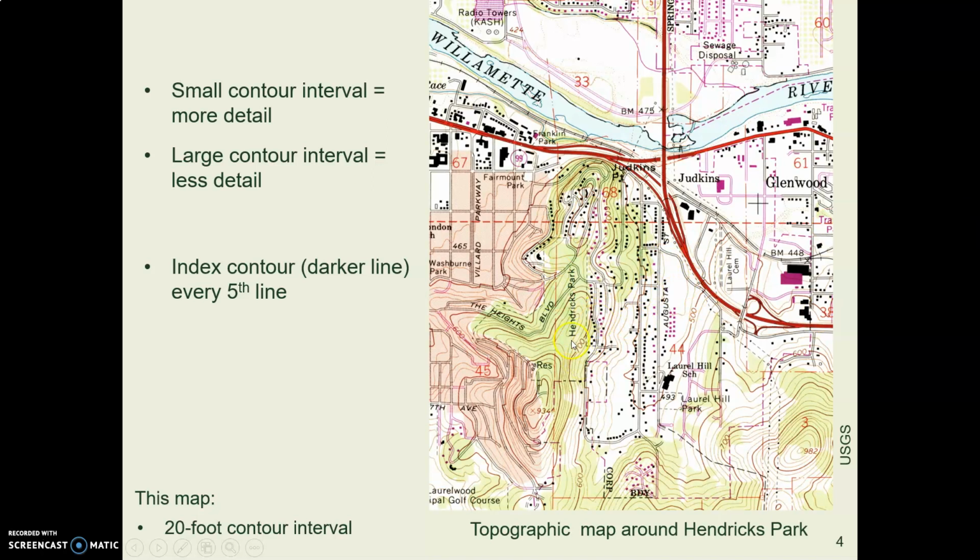Notice that every fifth line is thicker, and those every fifth lines are called index contours. The only reason they are there is just to help you get oriented and keep track of what number you're on. So in this map, we have a 20-foot contour interval, which means every fifth line is 100 feet apart.